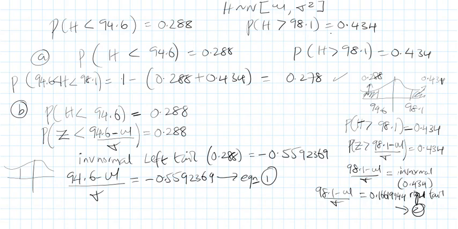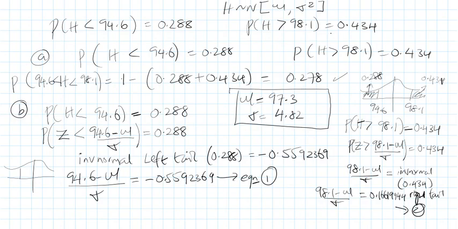Can you confirm what you got? Yeah, I just need to put it in real quick. So then, if I pull it by itself, that would be 94.6 minus mu is equal to minus 0.55 blah blah blah sigma. Okay, so you just multiply sigma to the other side, and then you can just make it so it's a formula. Yeah.